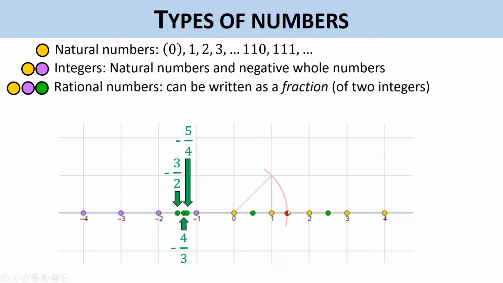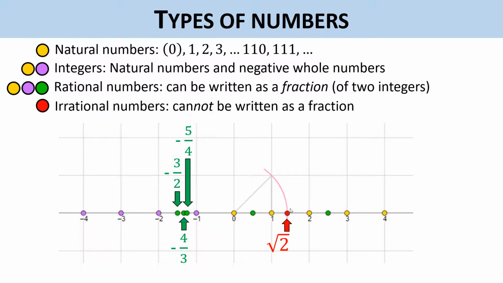And we can use a compass to find that point on the number line. So this point will be the square root of 2. And we have already sort of seen before that the square root of 2 is a weird number that cannot be simplified to any nice fraction. So we can find numbers on the number line that are not fractions. And we call those numbers irrational numbers. Numbers that cannot be written as a fraction of two integers.